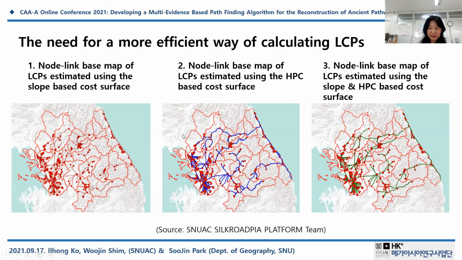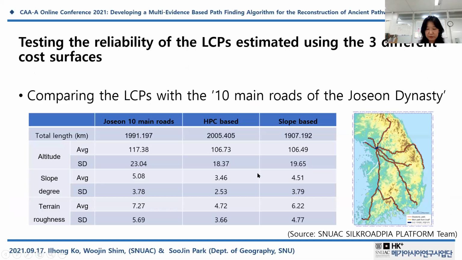In terms of this, because this part of our research is still in its early stages, we've not yet tested the reliability of using these node link base maps. We hope to do that in the future and possibly give another presentation on that aspect of our research. But today, what I can show you is the results of the testing that we have done on the reliability of the 3 different cost surfaces.